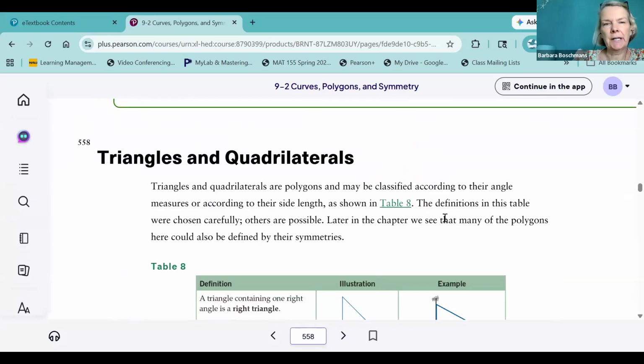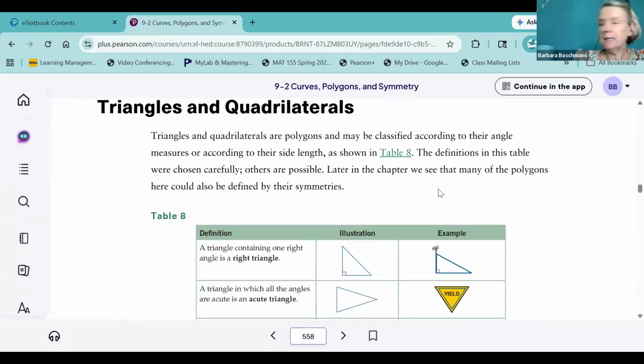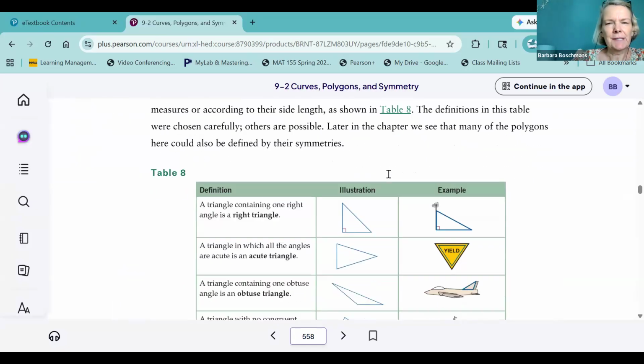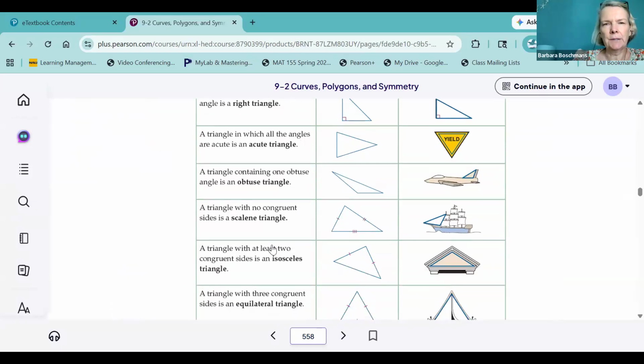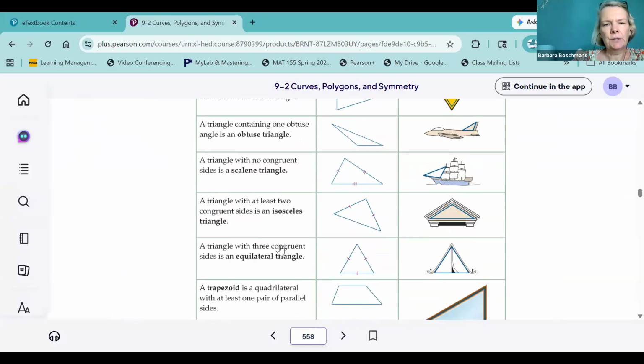Okay, so the section triangles and quadrilaterals is what we need to complete both 9.9 and 9.10. You will see a table, table 8, that has the definitions on the left-hand side of all the different triangles. So the first thing you need to do is go ahead and copy down those definitions onto your handout.